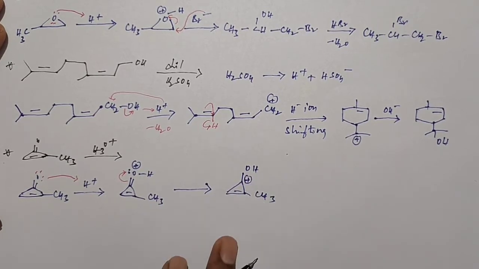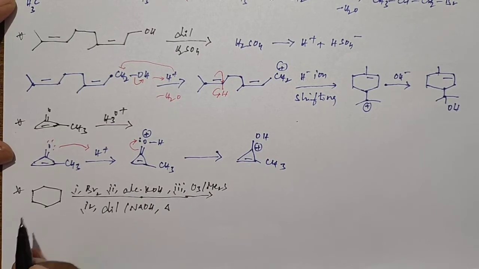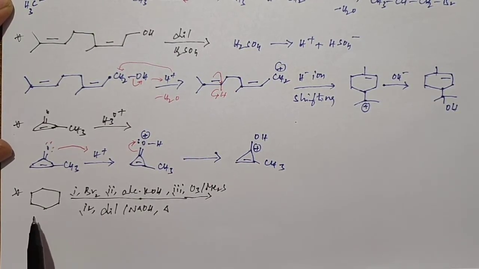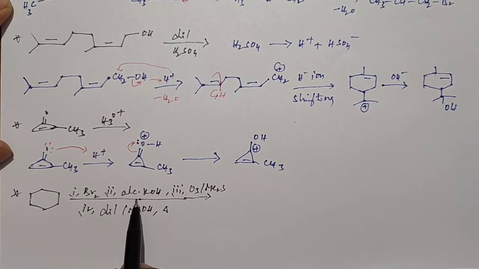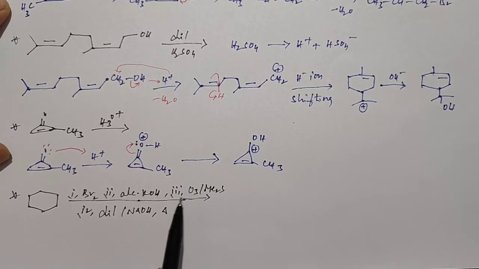So this structure can be stabilized by the resonance. This is the next miscellaneous reaction. For this reaction, the given compound is cyclohexane. It first undergoes bromination. After that it reacts with alcoholic potassium hydroxide solution. Later it undergoes ozonolysis.